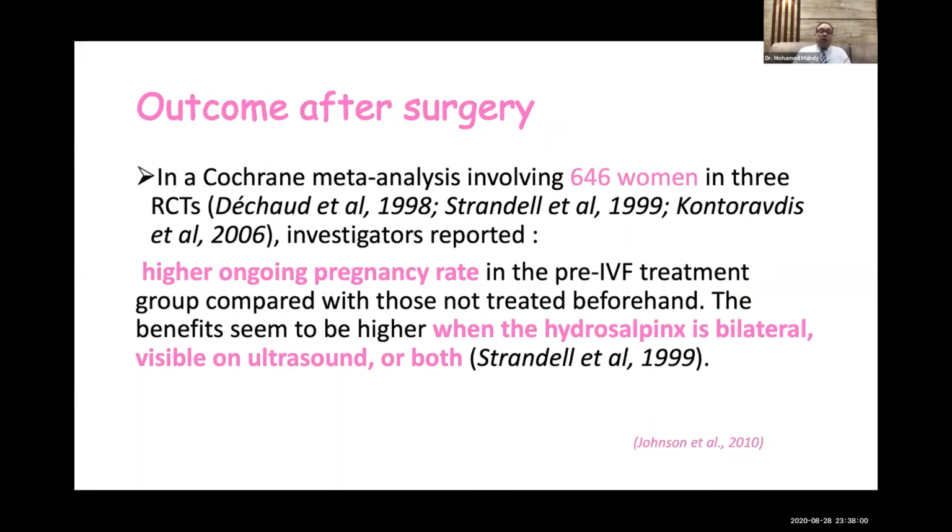Outcome after surgery: a Cochrane meta-analysis involving 646 women in 3 randomized controlled trials showed a higher ongoing pregnancy rate in the pre-IVF treatment group compared to no treatment. The benefit seemed to be higher with hydrosalpinx that is bilateral and visible on ultrasound. So there is improvement after surgical correction of hydrosalpinx before IVF.